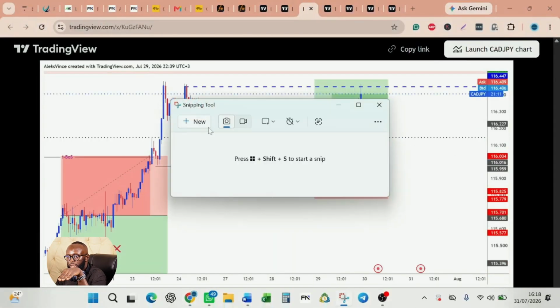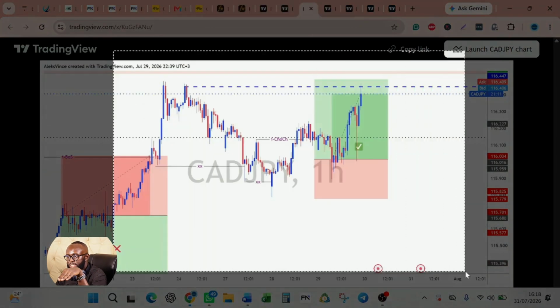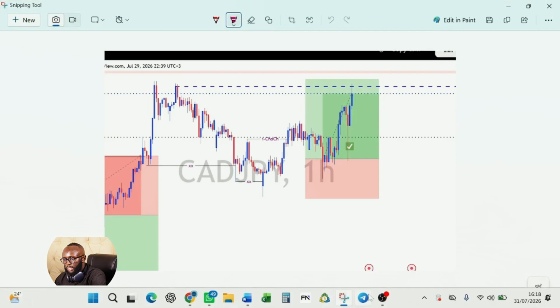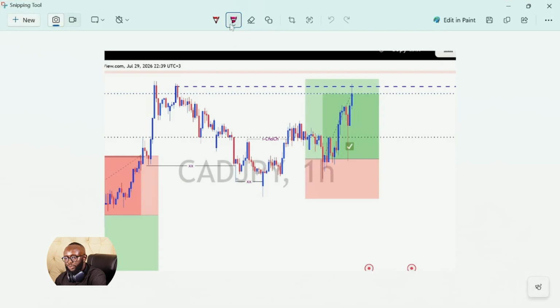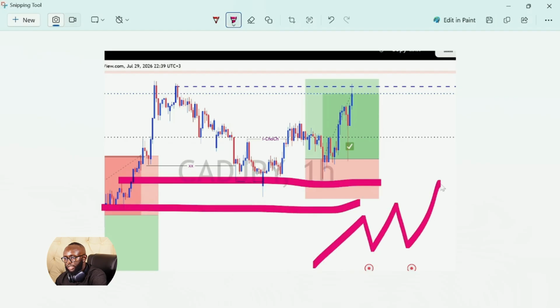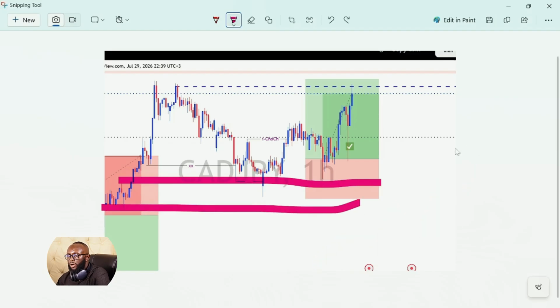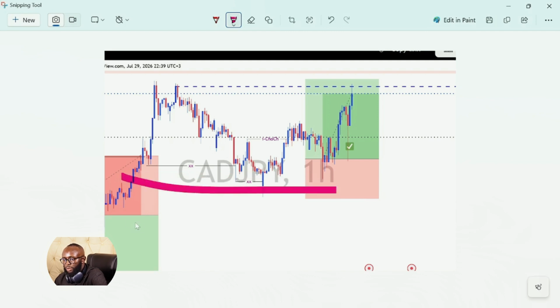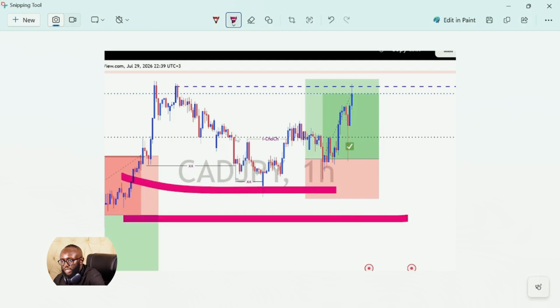In this particular case, this is a CAD JPY trade setup. In this case, we don't have the market pulling back to the demand zone. Instead, this was a 50% retracement move because CAD JPY has been in a long-term bullish context. Once the market comes to that POI, this is our POI over here, you will see the market is making lower highs and lower lows because the market is doing this in a gradual move.